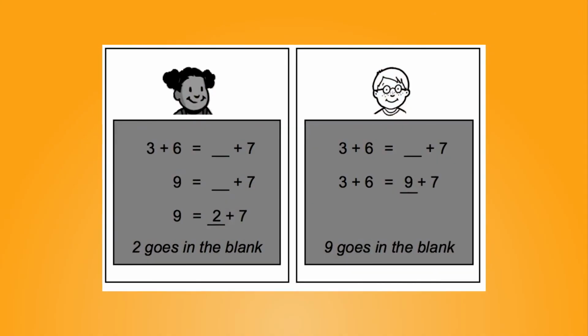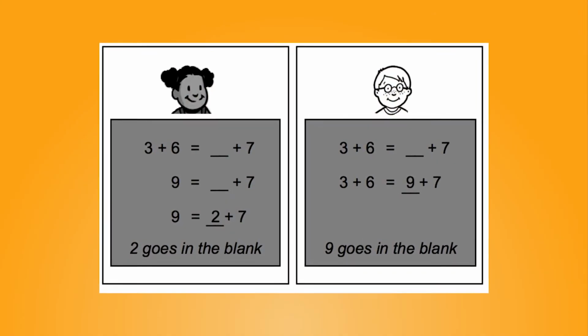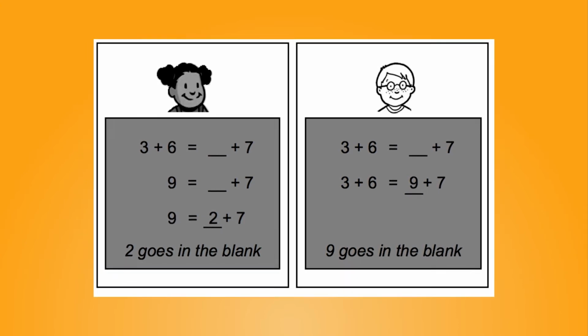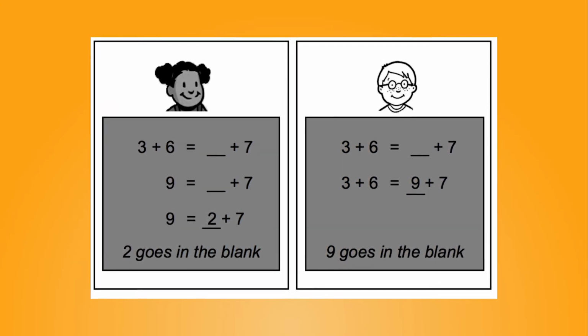So they might get a problem like 3 plus 6 equals blank plus 7, and they might see 2 different students' versions of it that give a wrong example. One of them is wrong, one of them is correct, and they're asked to explain why the student that was incorrect, and that helps them think about their own problem-solving process more than just getting the answer.